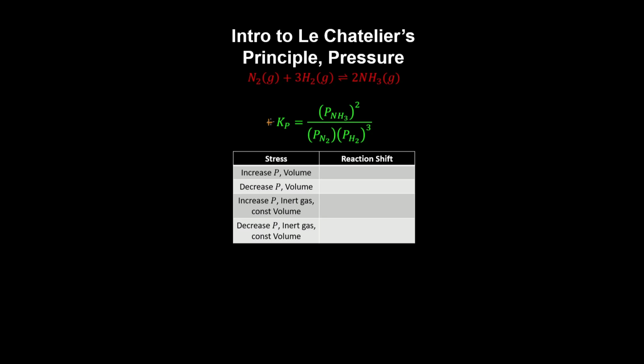Another way we can stress a reaction at equilibrium is by changing the pressure of the system. Say if we increase the pressure on the gases by decreasing the volume of the container, then the partial pressures of all the gases would increase. And because there's more moles of reactants than products in this case, the reaction would shift to the right to relieve the stress, because the partial pressures of the reactants would be higher.